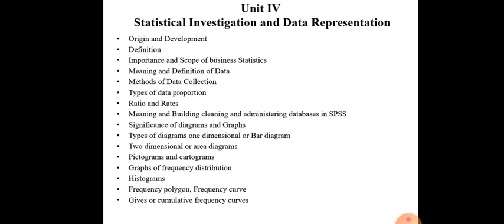Okay, we will see next the significance of diagrams and graphs. How important are diagrams and graphs? Diagrams and graphs are very useful, as well as important, for representing the data for the users. We can show our information for understanding purposes by way of diagrams.